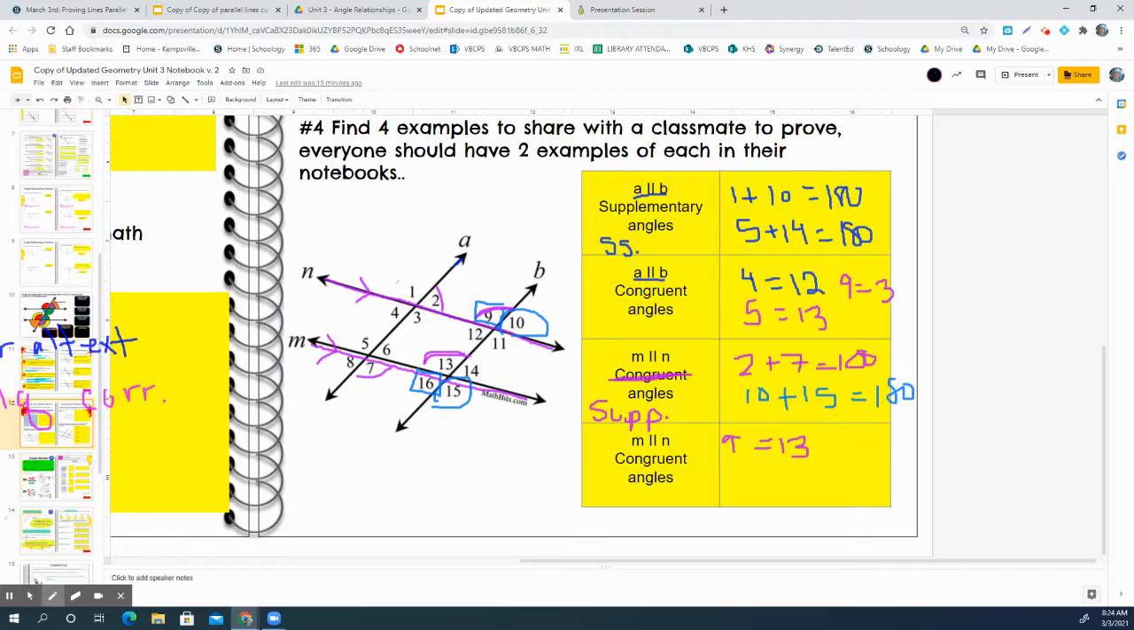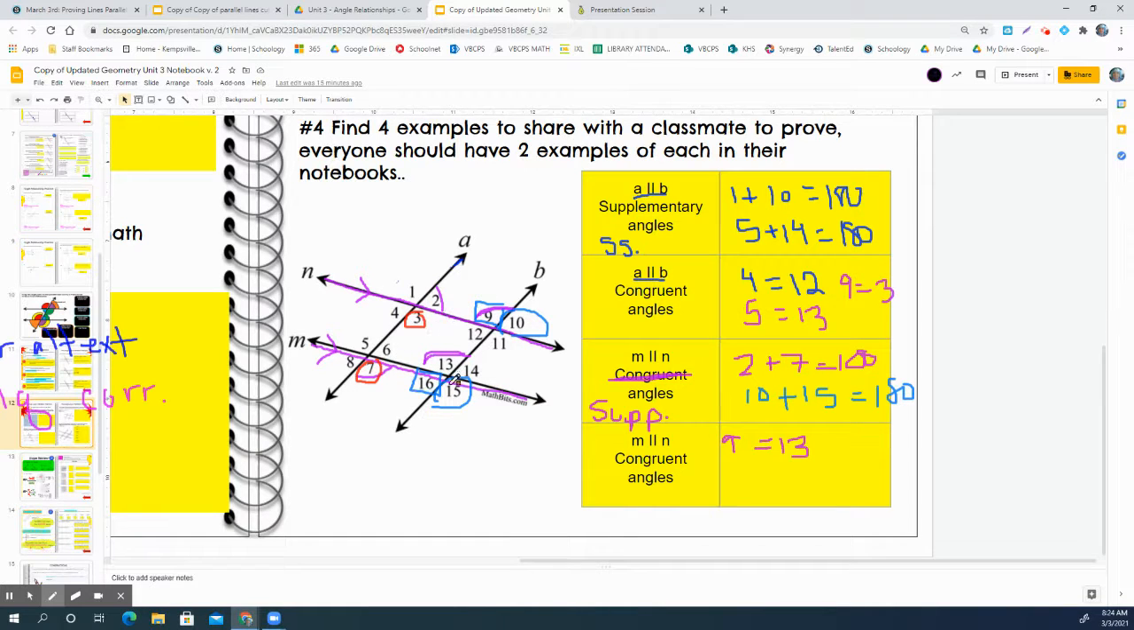2 equals 6. 16 equals 12. 3 equals 13. I love it. So 3 equals 13. Ooh, are those connected? 3 and 13? They're not. I can do 3 and 7. 3 and 7 definitely work. They've got to be connected on a transversal.